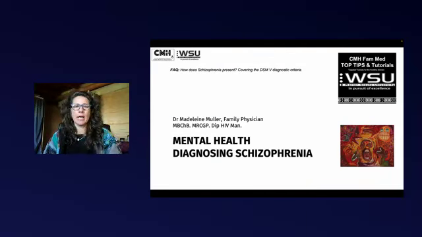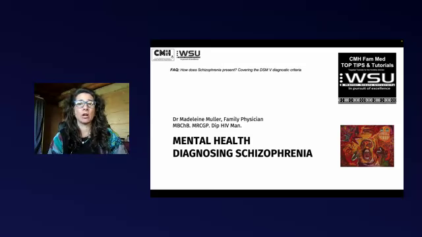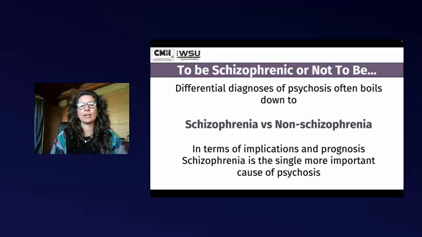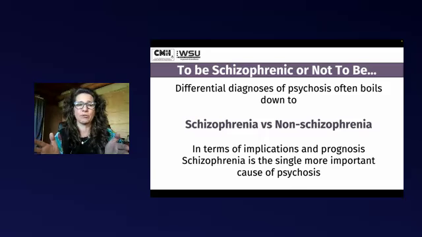I'm Dr. Madeleine Muller, and we're continuing and talking about psychotic disorders, and we're going to specifically talk about how we diagnose schizophrenia, and obviously using our DSM, but it helps to understand schizophrenia a little bit before we actually get to the diagnostic criteria. And the reality is when you see somebody with psychosis, especially if they've had psychosis for a while or there have been problems for a while, you basically want to know, is there schizophrenia versus non-schizophrenia? And the implications and prognosis of schizophrenia, it's very important to actually make the diagnosis.